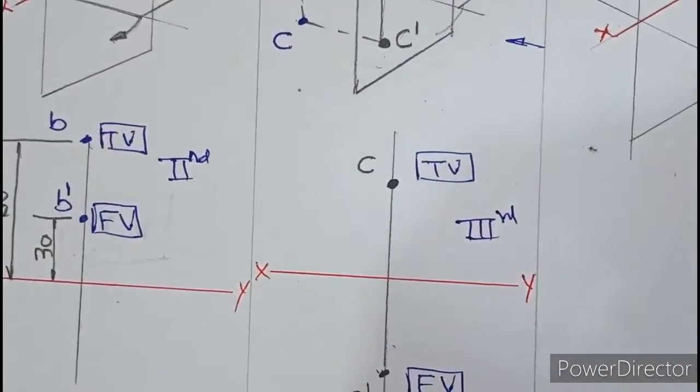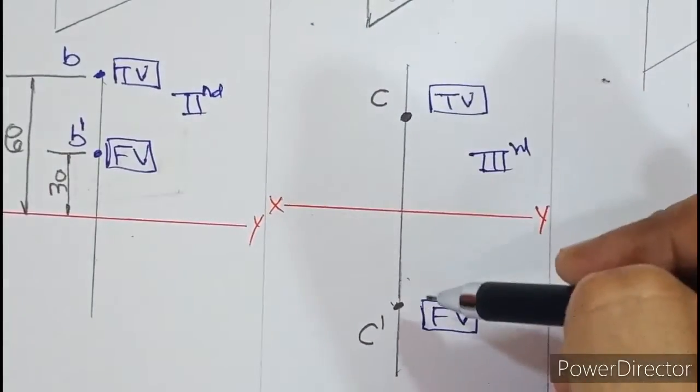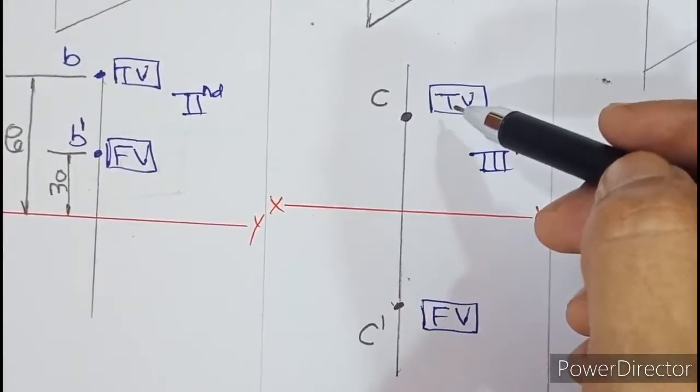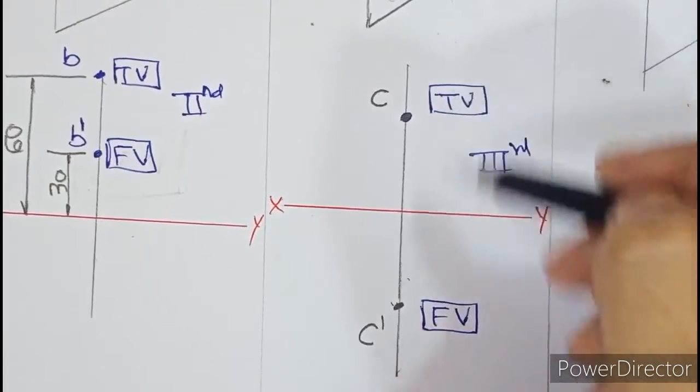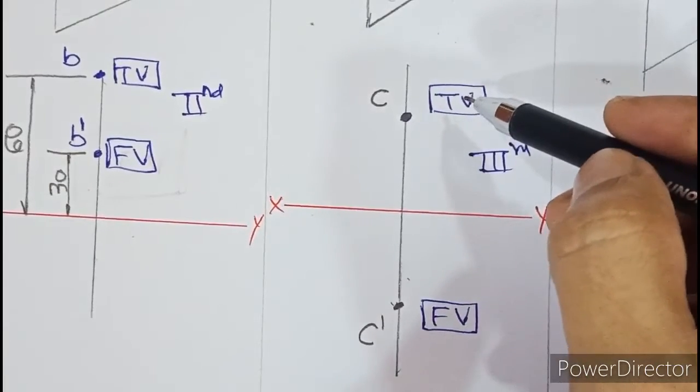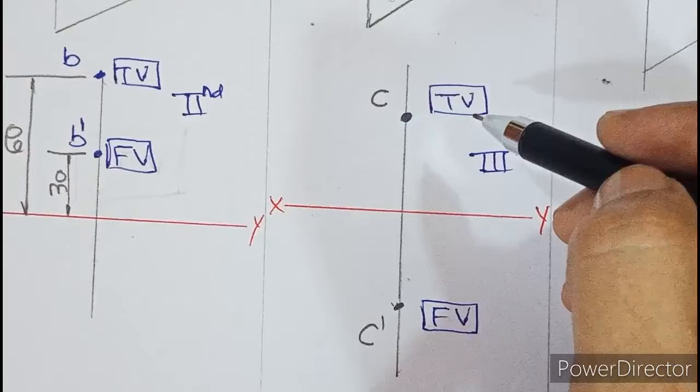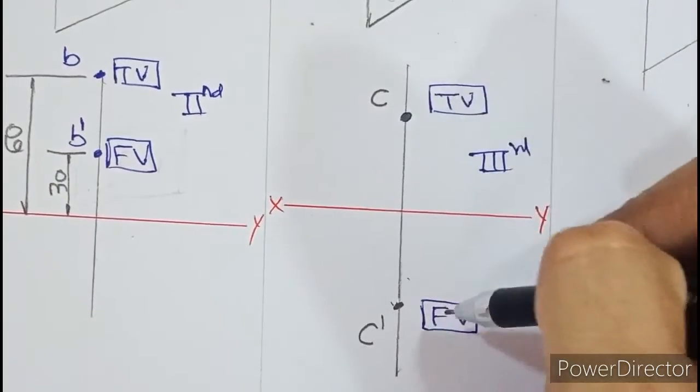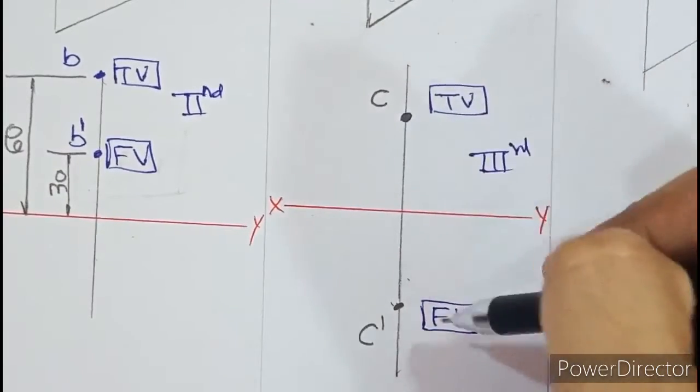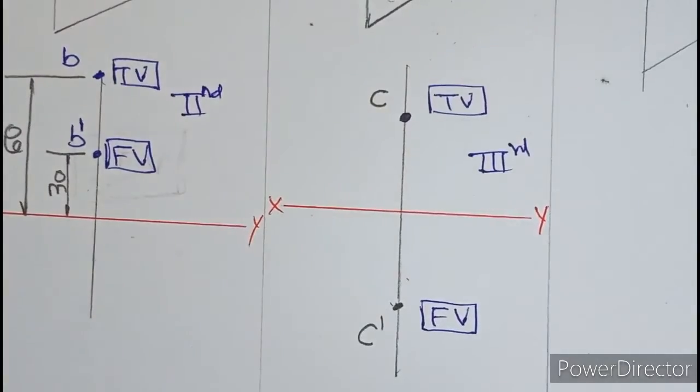So first and third are exactly opposite, so here the views do not overlap. So orthography can also be drawn in third quadrant, but in our syllabus it is restricted to first quadrant only. Otherwise drawings can also be prepared in third quadrant, where top view is above XY and front view is below.